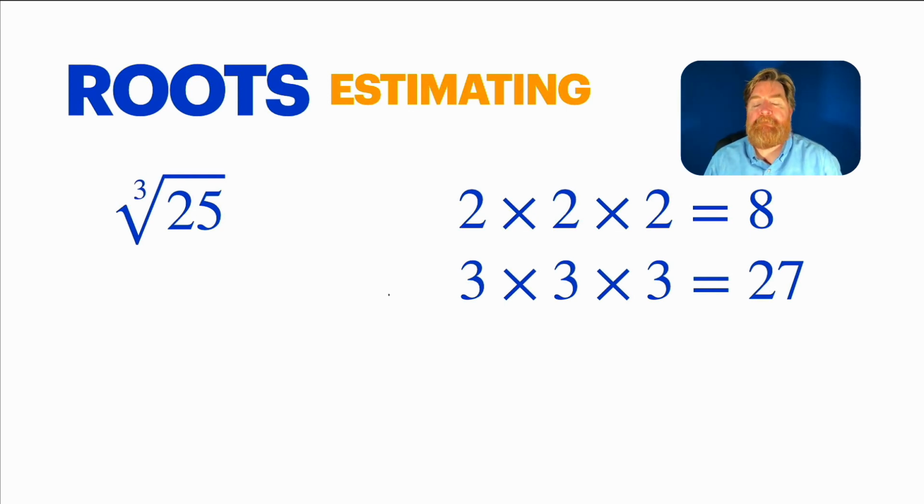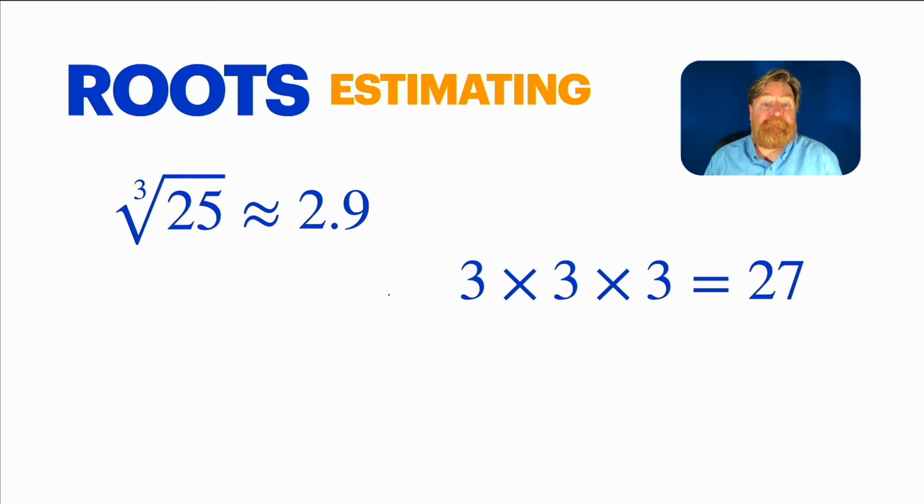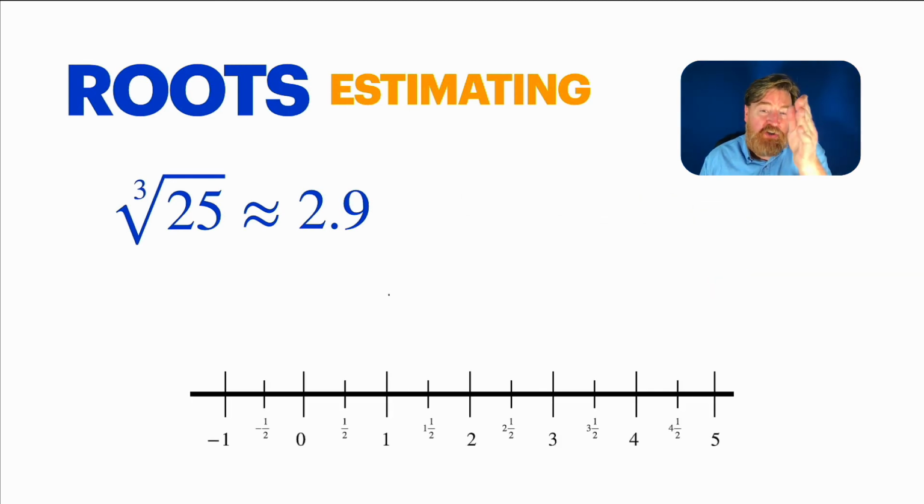3 times 3 times 3. All right, so I think I'm willing to say that it's very close to 3, but just a little less than 3. So I want to call it 2.9. And again, if we had to put that on the number line, we could put it just to the left of 3. It's just under 3 right there.